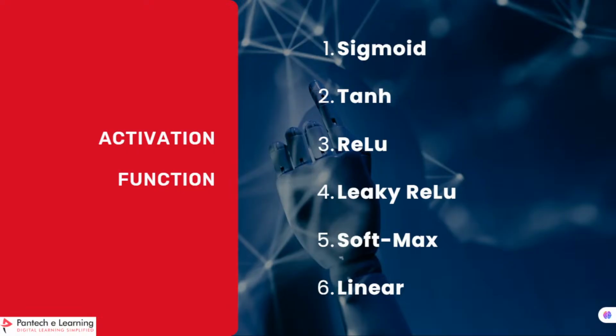The first one is sigmoid, the second is tanh, then ReLU, leaky ReLU, softmax and linear. Actually our activation functions are of two types, linear and non-linear. Linear is like a normal process, and for non-linear we take a random output to get better accurate results. That's why we use non-linear activation functions.